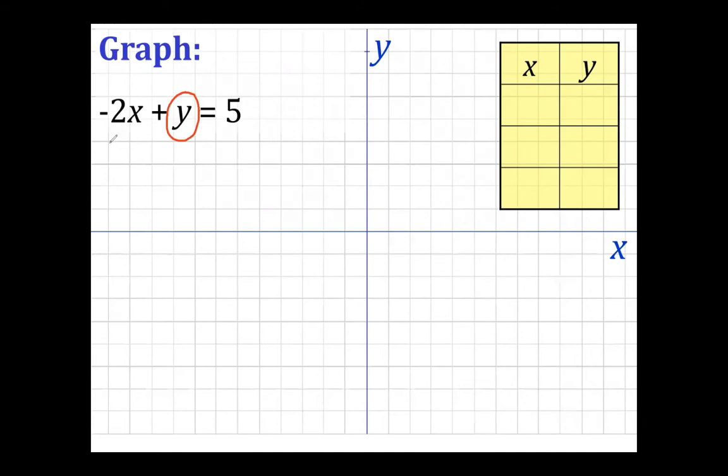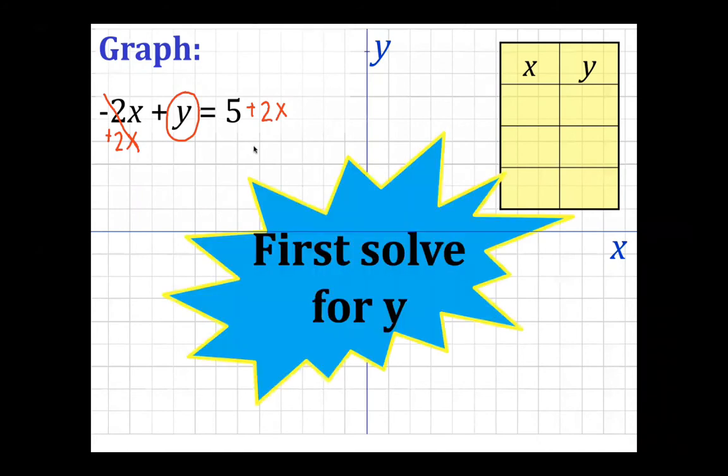So that's pretty simple to do. You would just use inverse operations, in this case, adding 2x to both sides. 2x cancels, and you get that y equals 5 plus 2x. So a reminder, whenever you're trying to graph an equation like this, using a table of values, always first solve for y when you're given an equation.